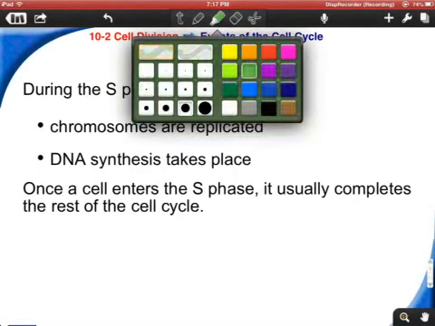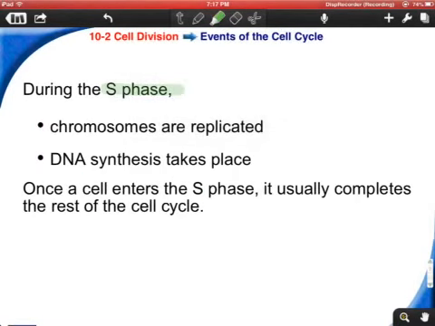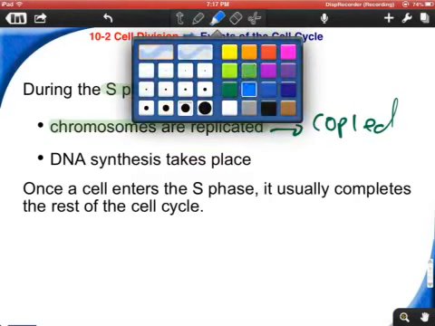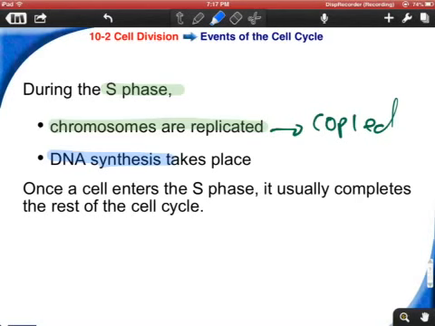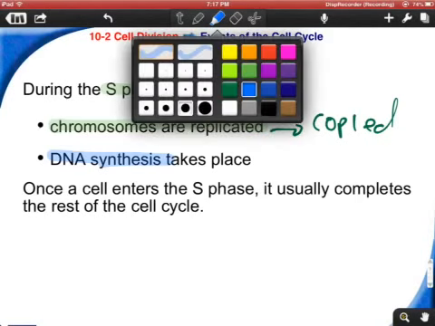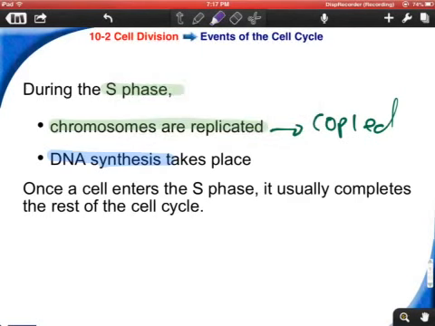In the S phase, basically chromosomes are replicated, and that's just a fancy word for they're copied. And when we say that DNA synthesis takes place, remember, synthesis means to make. So DNA is just made. And the key part here is that once a cell enters this S phase, 9 times out of 10 it's going to complete the rest of the cell cycle.